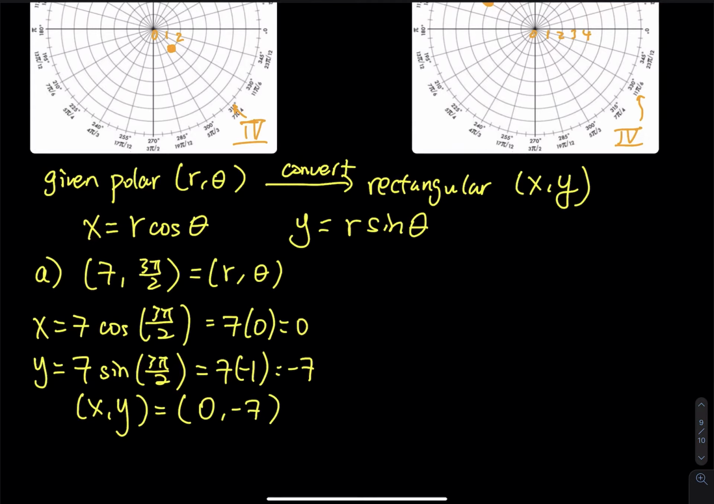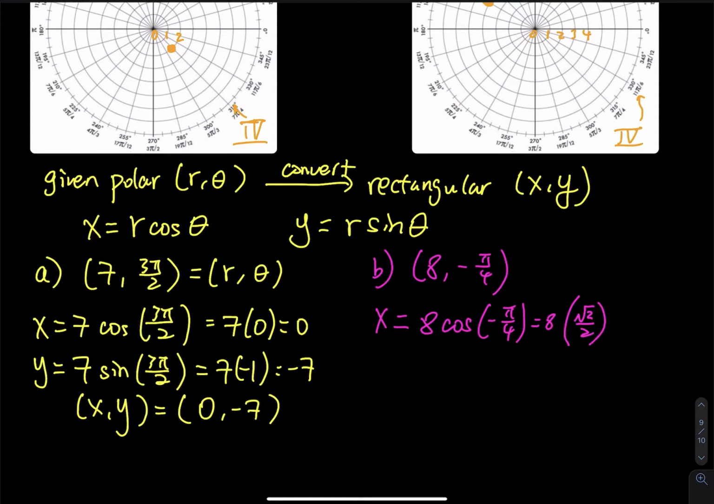Okay, so the next one, we have b. b is r equals 8, theta equals negative pi over 4. Just plug in. So we have x equals r times cosine of negative pi over 4. So negative pi over 4 is in quadrant 4. X is positive, so that will be root 2 over 2. Again, if you don't know how I get the root 2 over 2, you have to review your unit circle.